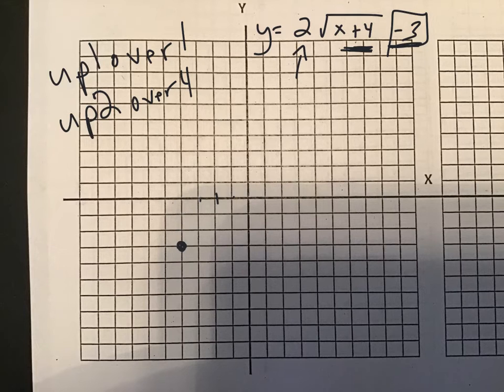Now I'm going to erase those spots. Now we got to double, because of this 2, we have to double these guys. So instead of up 1, I'm going to go up 2 over 1. Notice the 1 didn't change. And the 4 here is not going to change, but this is going to change to a 4. So it's going to be up 4 over 4. And so there would be our graph.